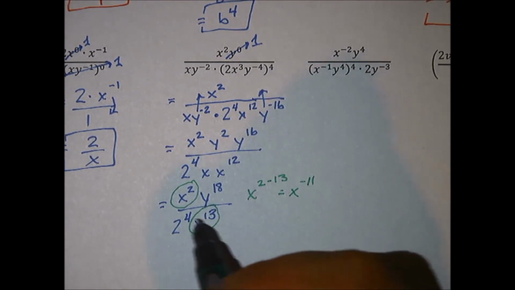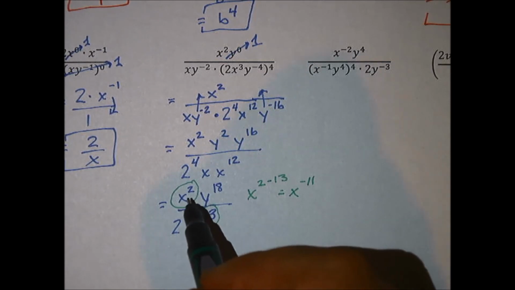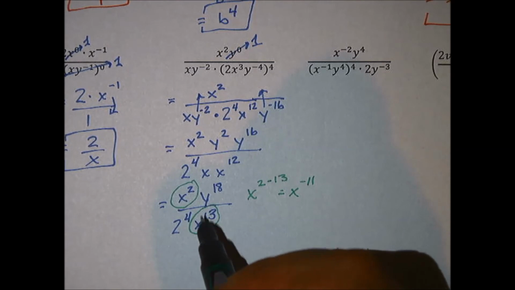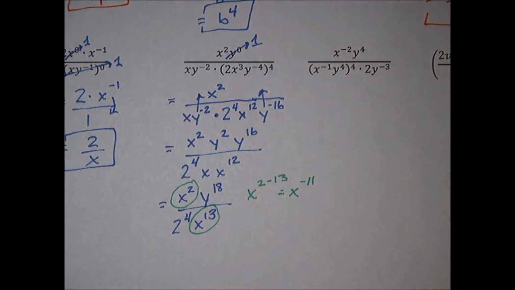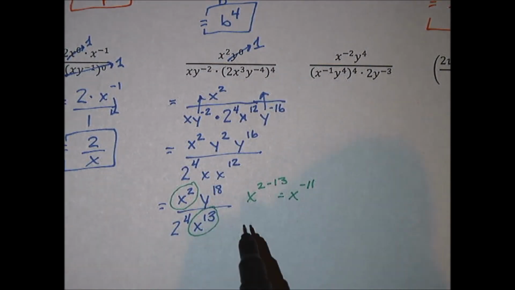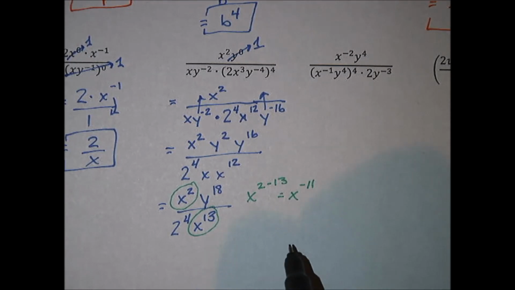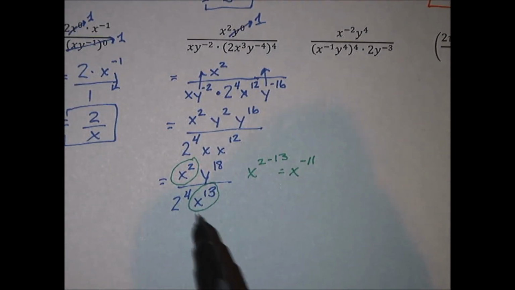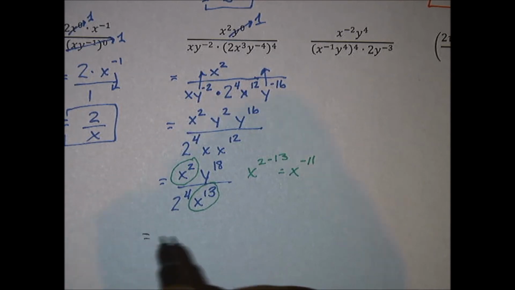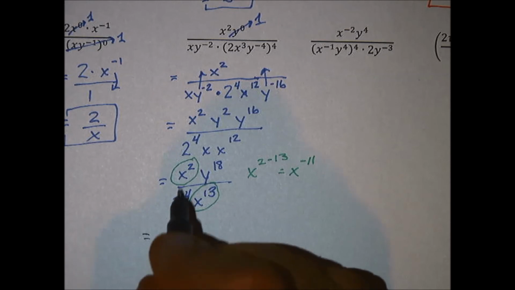But I'm not going to do that. I'm just going to subtract it the other way. Okay, I'm going to go 13 minus 2, but I'm going to put it in the bottom. All right, so really what I'm doing, if you think about writing it all out, where I have x, x, y, 18 y's, and then I have 13 x's on the bottom with the 4 2's, I'm just going to cancel out 2 of the ones on the bottom. And sometimes that helps people out, and it's a lot less writing.